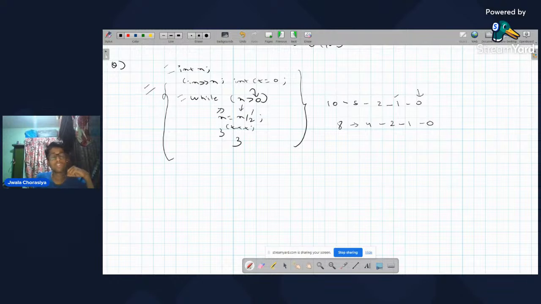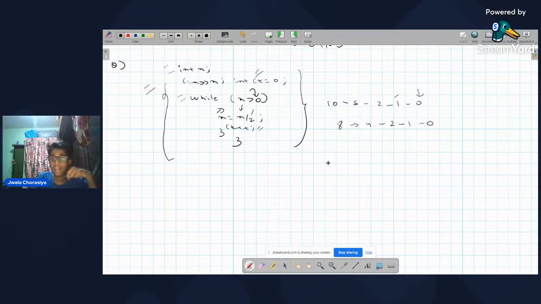So the code is counting how many times it takes for n to become 0 by dividing n by 2, and I'm counting the times in this counter variable. Just don't get confused. When I have to get the time complexity for this code, how will I find it? Let's say I am dividing n by 2, a times.